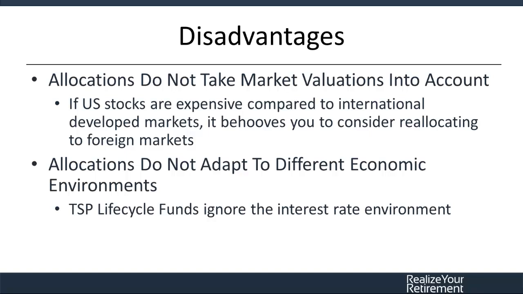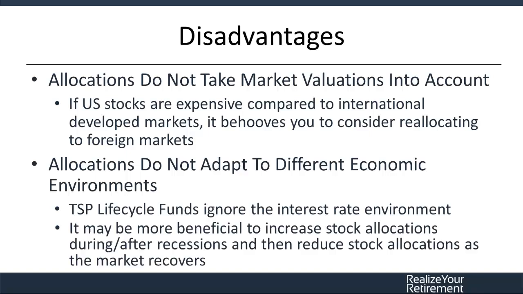Another example that would be beneficial for investors would be to buy more stocks and sell bonds during recessions and the beginning of market recoveries when stocks are on sale. You could then reduce those allocations back toward more moderate values as the market recovers.